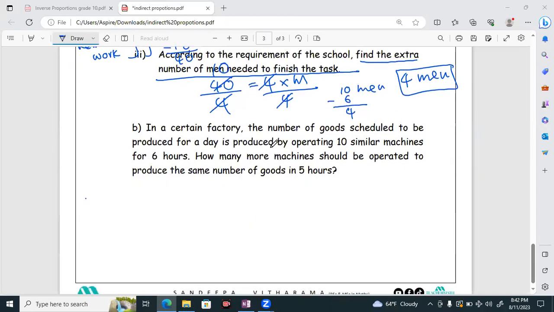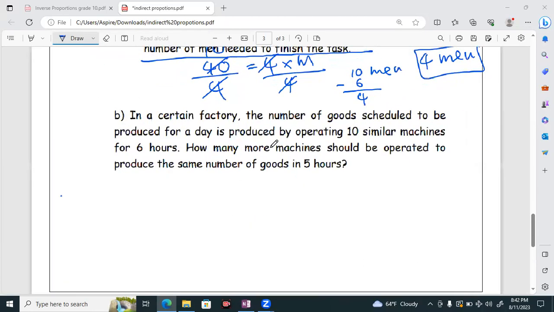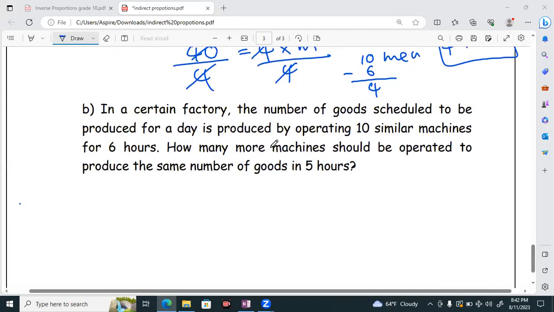Okay, do the B part. In a certain factory, the number of goods scheduled to be produced for a day is produced by operating 10 similar machines for 6 hours. How many more machines should be operated to produce the same number of goods in 5 hours? Try to do this one. Please send your answers.